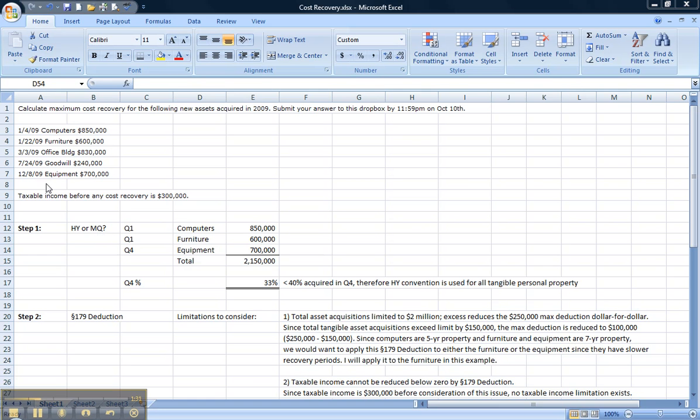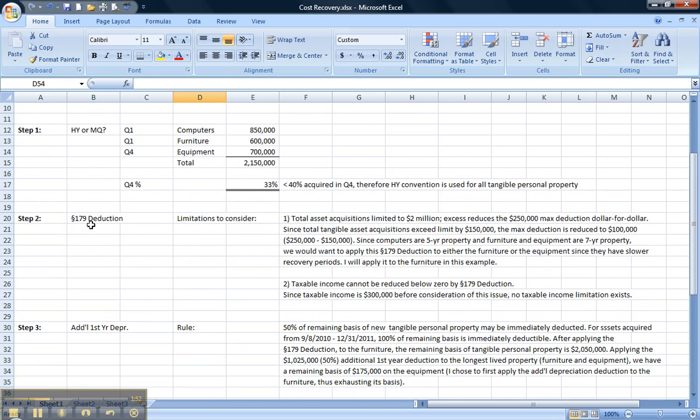So here, based on these dates, I've got these assets placed in service in these quarters, and you can see that 33% is placed in service in the fourth quarter, so we don't have to worry about mid-quarter convention. We're going to use half-year convention when we get to calculating regular depreciation or regular cost recovery. The next step is to look at Section 179 and determine if we can take a 179 immediate deduction for some of the tangible property we placed in service during the year.